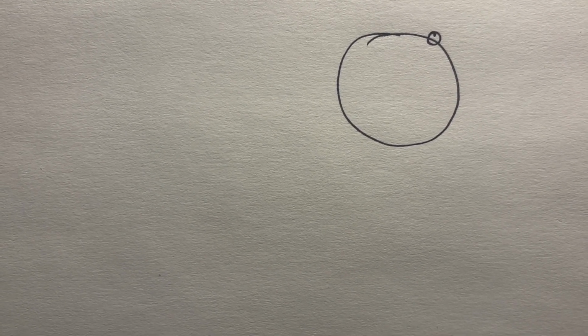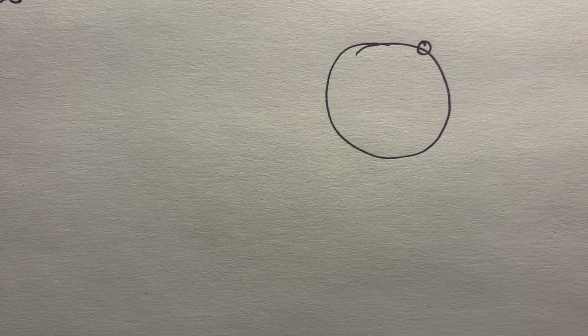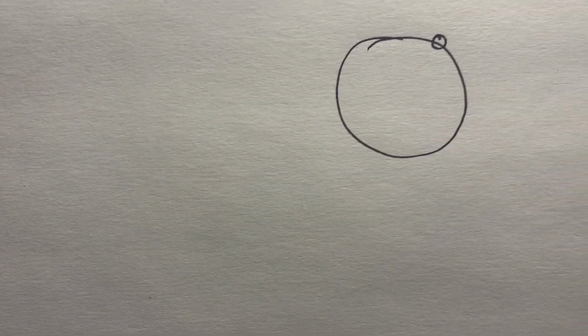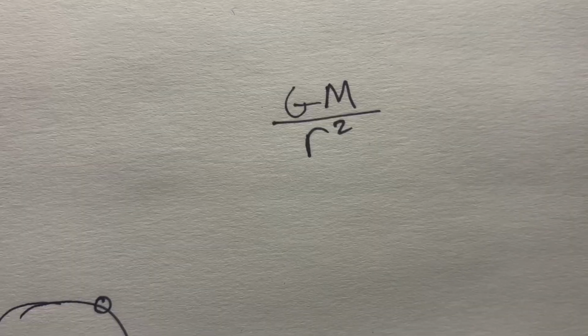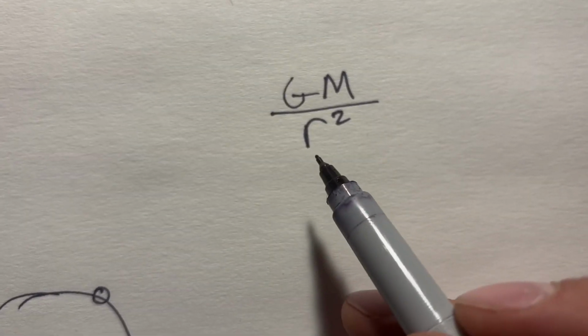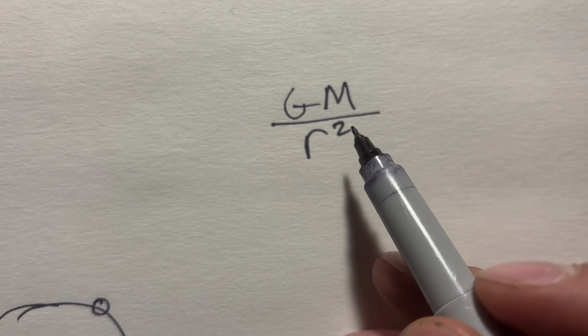Now let's say that you are on the Earth, and we want to know the rate of acceleration on the surface of the Earth. In other words, how fast an object accelerates when it's near the surface of the Earth. So we're going to do the equation. It is GM over radius squared.